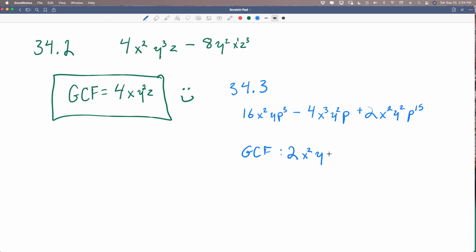Now for p, we have p to the 3. Let's look and see if there's more. We have a p to the 1. So the smallest exponent for the variable p is 1. So we can stop there. And it doesn't matter that this is p to the 15. We can only use one of them because there's only one in the middle term. So the greatest common factor for 34.3 is going to be 2x squared yp, because we can take that out of each individual term.